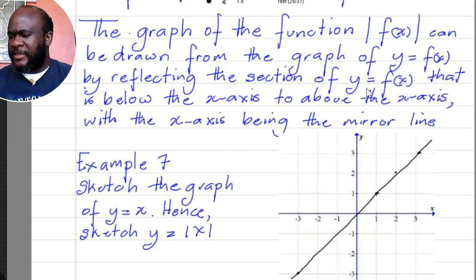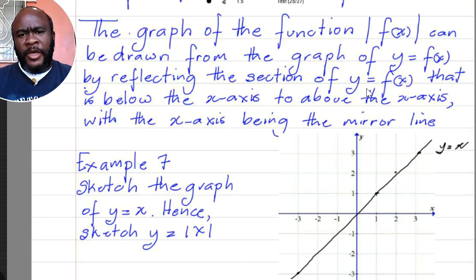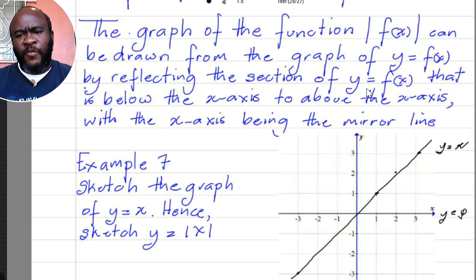All right, so this is a sketch of the graph y is equal to x. Now, to sketch the graph of y is equal to the mod of x, what we basically have to do is reflect the section of the graph that is below the x-axis, which is the line y is equal to 0. Below the x-axis, the values of y are negative. But since the mod function only returns positive values, the section of the graph below this has to be reflected above.